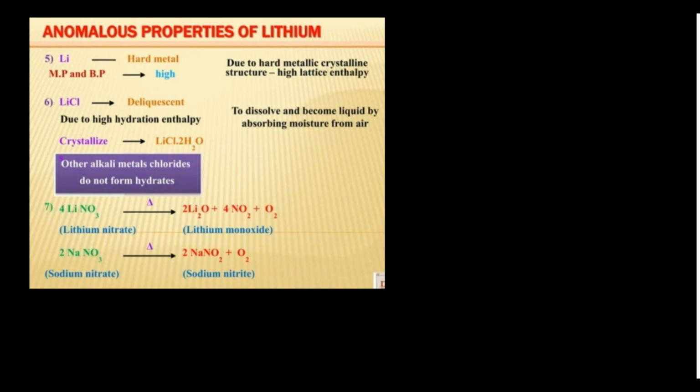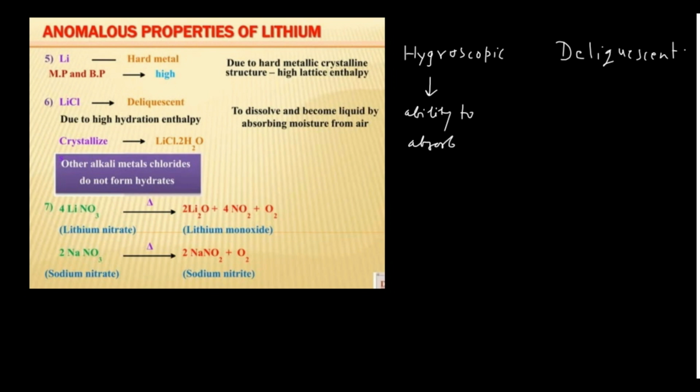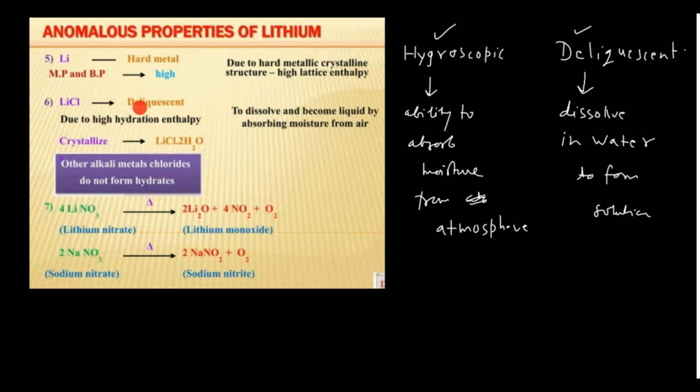Now see guys, it is something very, very important. Hygroscopic, deliquescent. What is the difference between hygroscopic and deliquescent? It is again very, very important, and students should know about this. Hygroscopic basically is the ability to absorb moisture from the atmosphere, and deliquescent means it will form a liquid with the water. Substances that dissolve in the water. How hygroscopic your substance is decides the deliquescent nature. So this thing you should know.